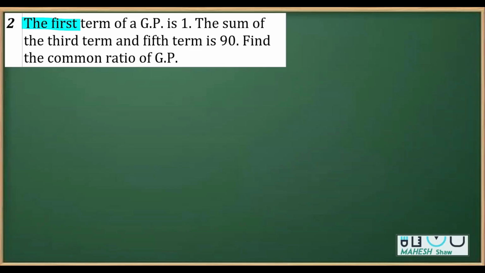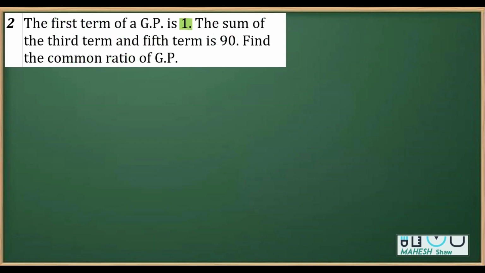In the next question, it says the first term is given, not the sum. The first term of the GP is given as 1, and the sum of the third and the fifth term is given as 90. And what we have to find out is the common ratio.